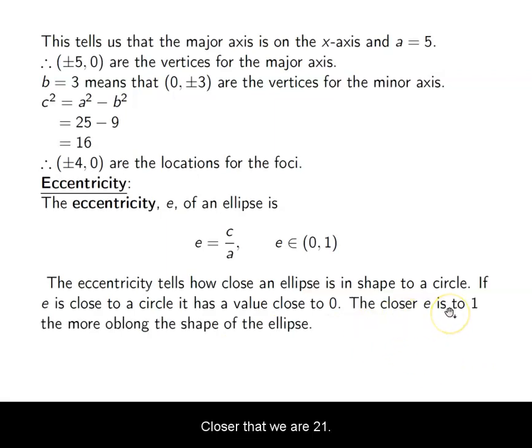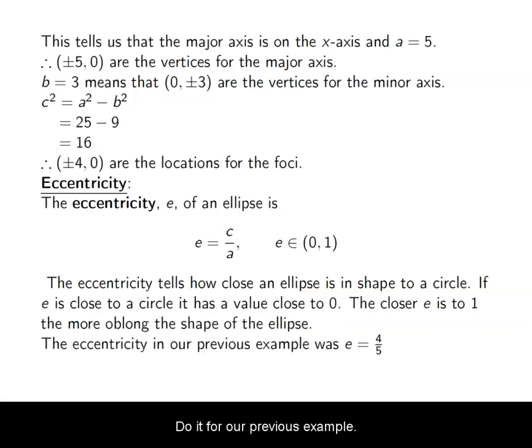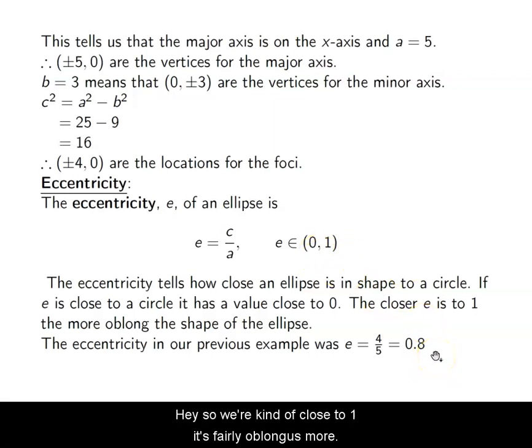The closer that we are to 1, the more oblong or football shaped our ellipse is going to be, right? So for our previous example, our eccentricity was 4 over 5, or 0.8. Okay, so we're kind of close to 1. It's fairly oblong. It's more oblong in shape than it is circular in shape.